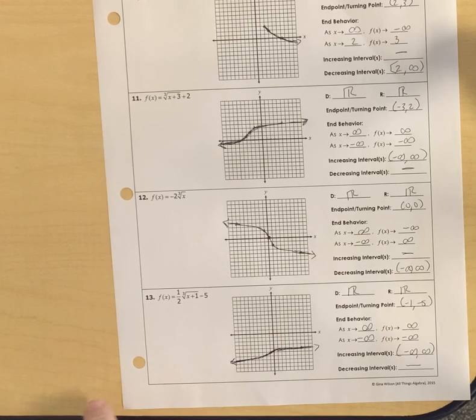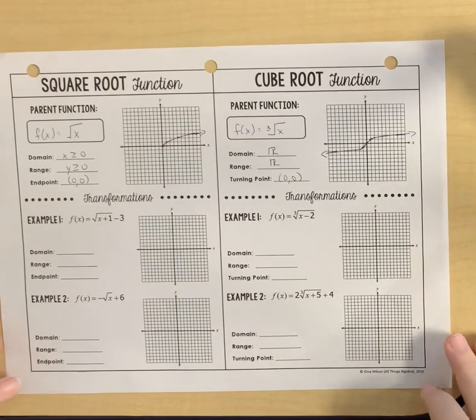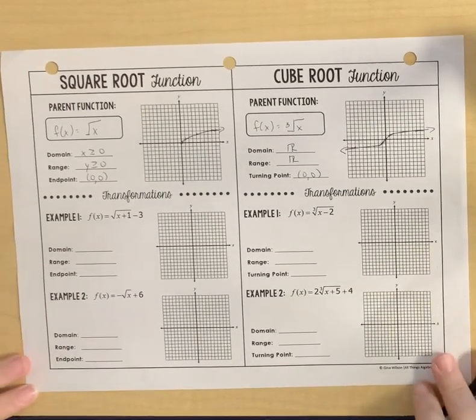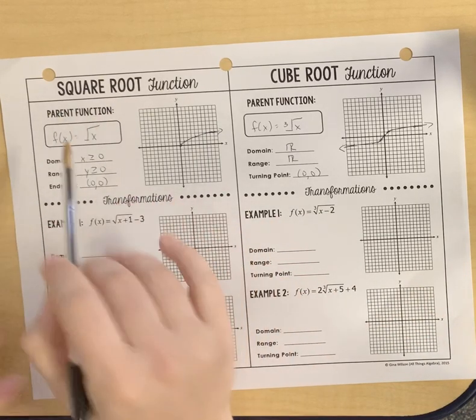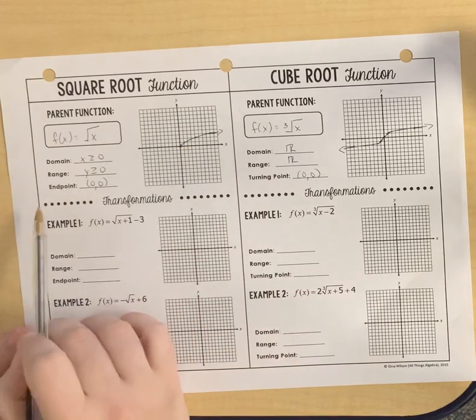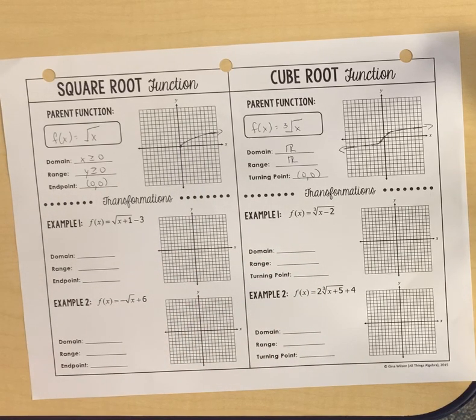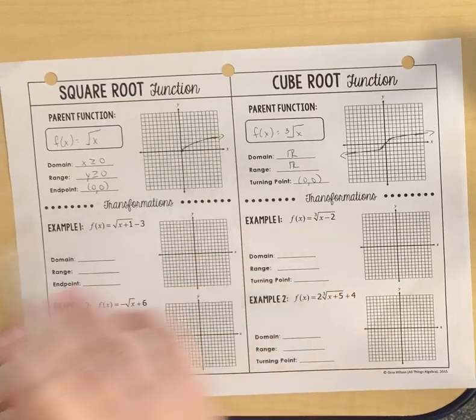Okay, all right, to sum up all of this, let's look at our graphic organizer here. I've already filled in some of it. So the square root function, the parent function is f of x equals the square root of x. The domain is x is greater than or equal to 0. Our range is y is greater than or equal to 0. Our endpoint is 0, 0. This is what our graph looks like.